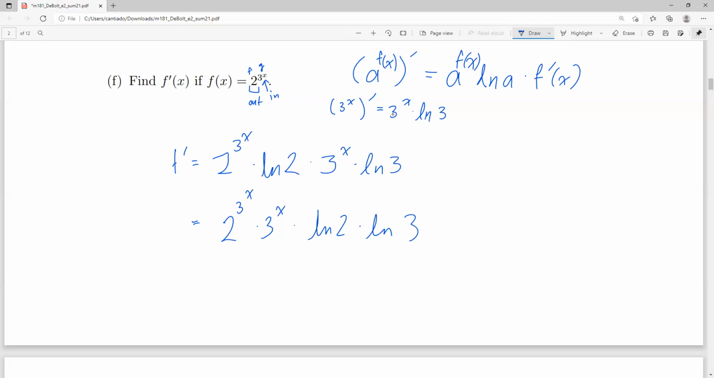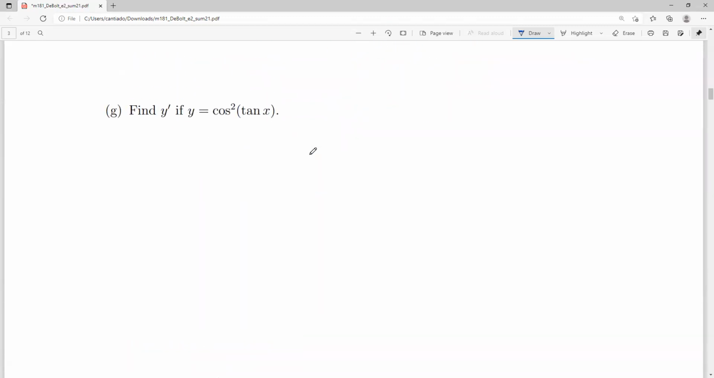But yeah, let's go ahead and move right along then. Let's go to G, y prime if y is equal to cosine squared of tangent of x. So this is chain rule again. Here's our out, here's our in. So let's go ahead and follow along. Derivative of the outside. So what's the derivative of cosine squared? It's power rule. So we bring down the 2, write down cosine, and write down the inside the exact way it is.